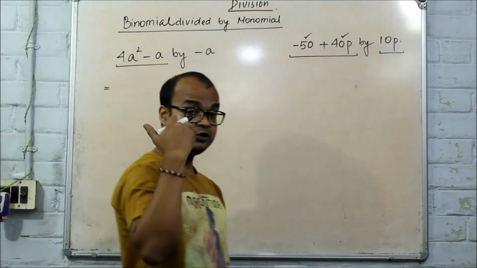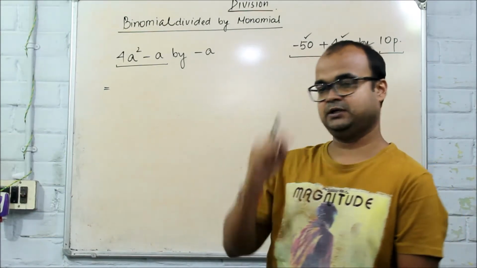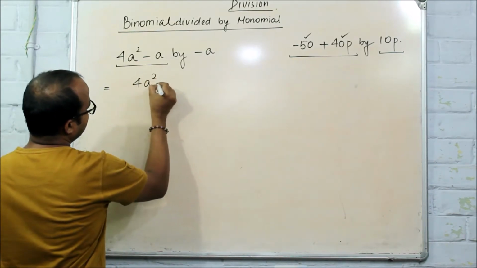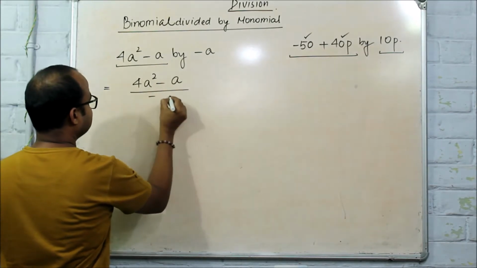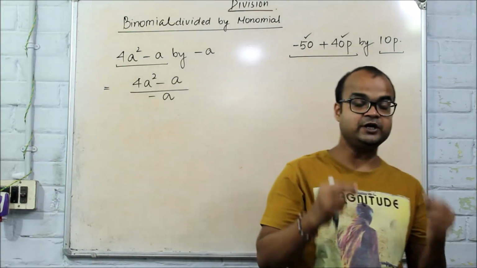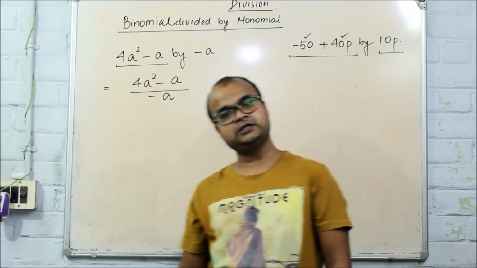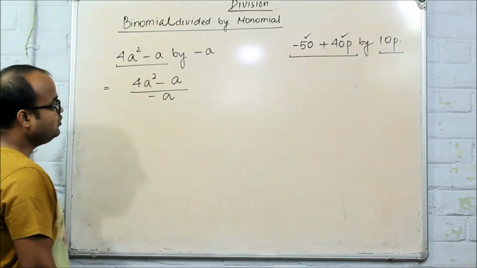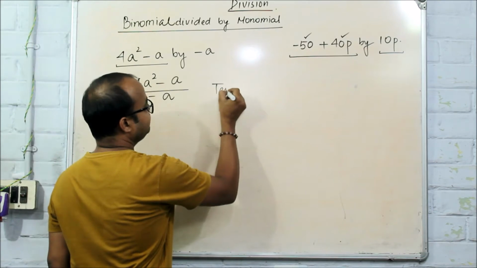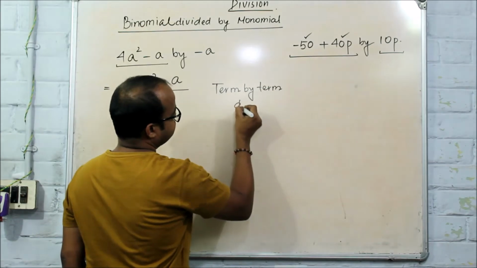So now what are we going to learn? How to divide a binomial by a monomial. So we write in the numerator 4a square minus a, by minus a. Same way, first you need to express that we are going to perform the division. So you need to write it in the form of numerator by denominator. Now apply term by term division. Now we are going to apply term by term division.